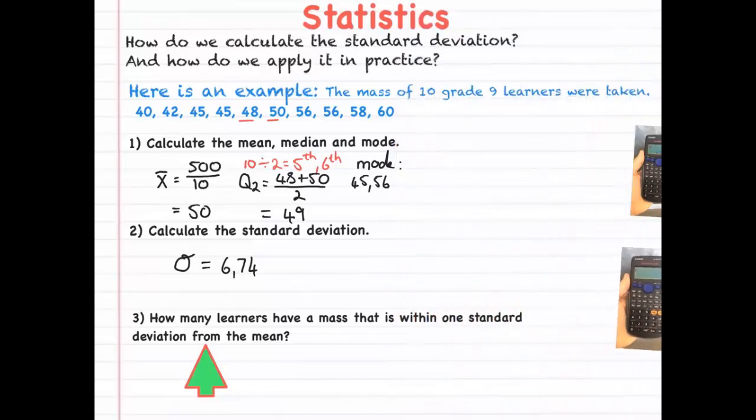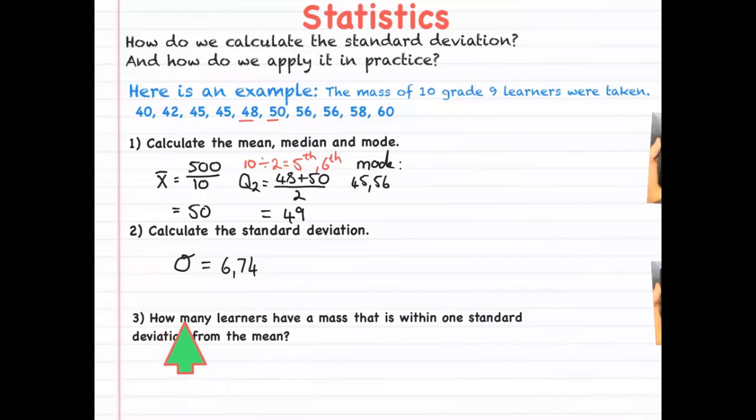Now let's put that away, and then we go and have a look at our last question. Now they want to know how many learners have a mass that is within 1 standard deviation from the mean? Okay, so we don't know if this is a normal distribution, but we're going to use that kind of knowledge. They don't want to know how many learners as a percentage.